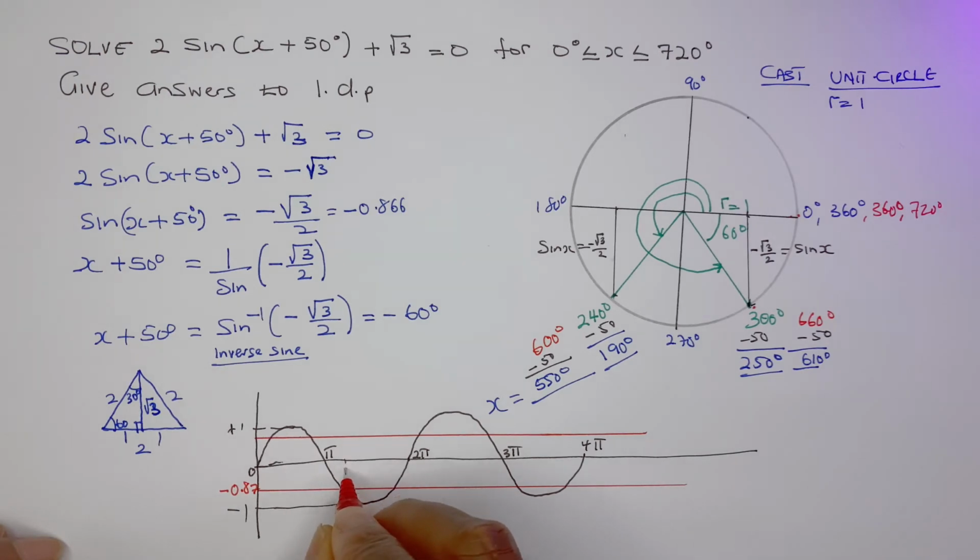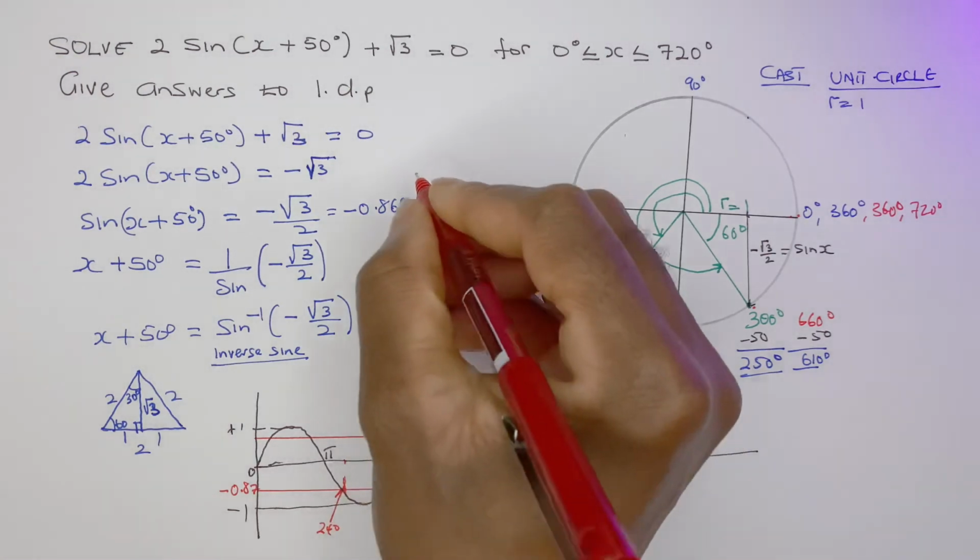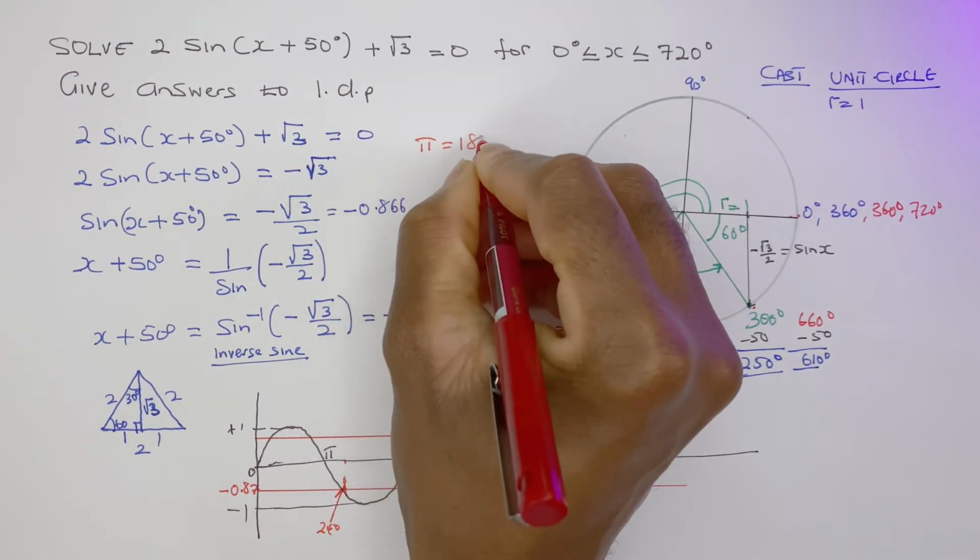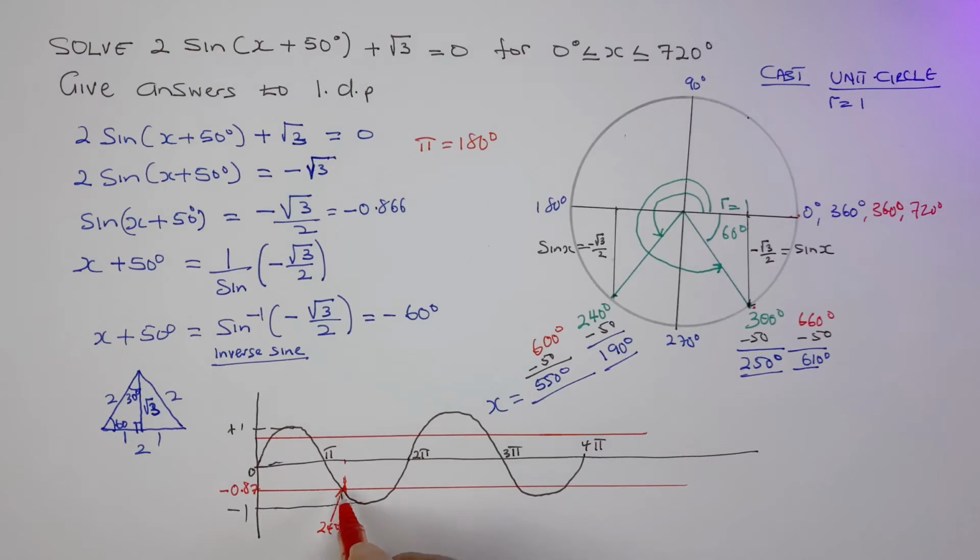So the first point here, that point here is 270. So that point here is 240. So that will be 60 plus 180 because pi is 180 degrees. So that's 60 plus pi, that's 240 degrees. Now this point here is, this is 270 and that's 360. 360 minus 60 is 300. So that's 300 here. So that's where that point is, 300 degrees.